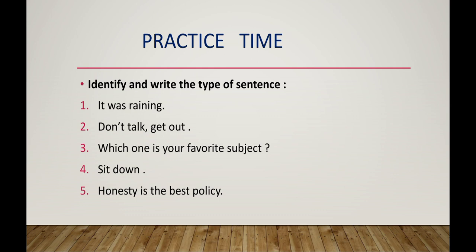So let us see some examples. You have to identify the sentences given and write the type of sentence. It was raining. This sentence ends with a full stop. Two types of sentences end with a full stop, either statement sentence or command sentence. But you can see that there is no command in this sentence, so this is a statement sentence. Don't talk, get out. This is an order. Which one is your favorite subject? There is a question in the sentence, so this is a question sentence.